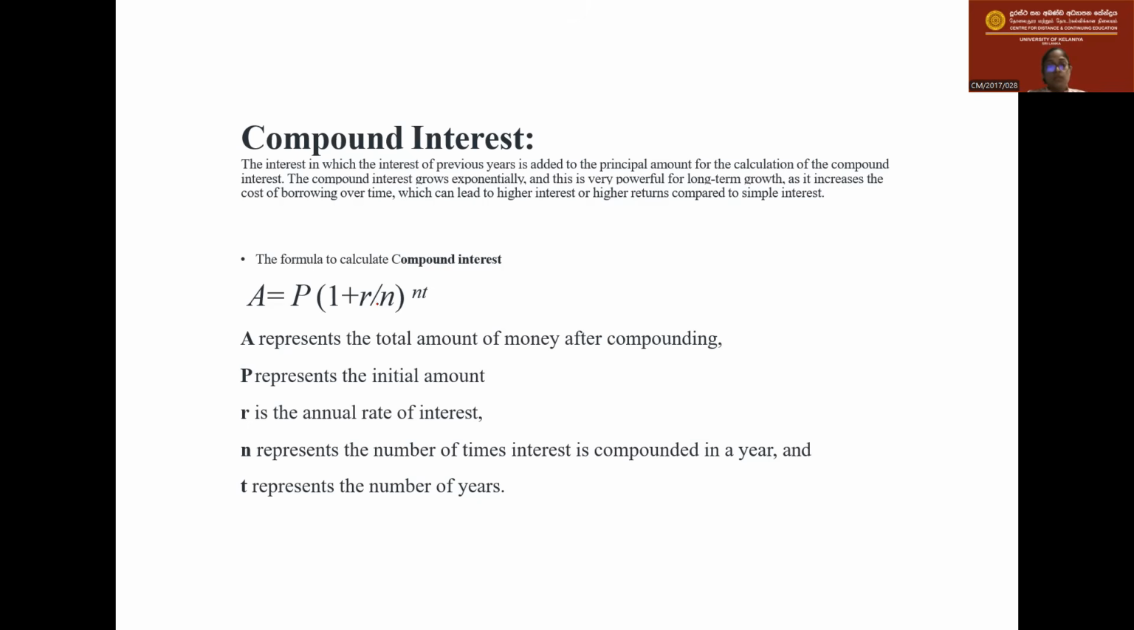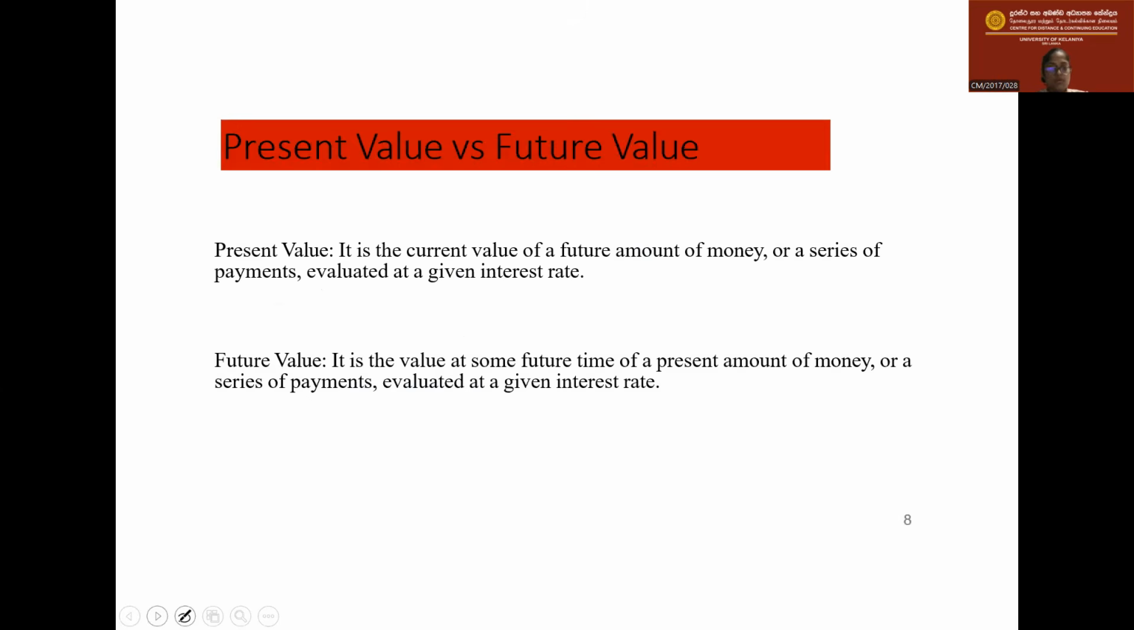When N is quarterly, you have to divide by 4, because a quarter means 3 months. How many quarters are there in 1 year? It's 4.